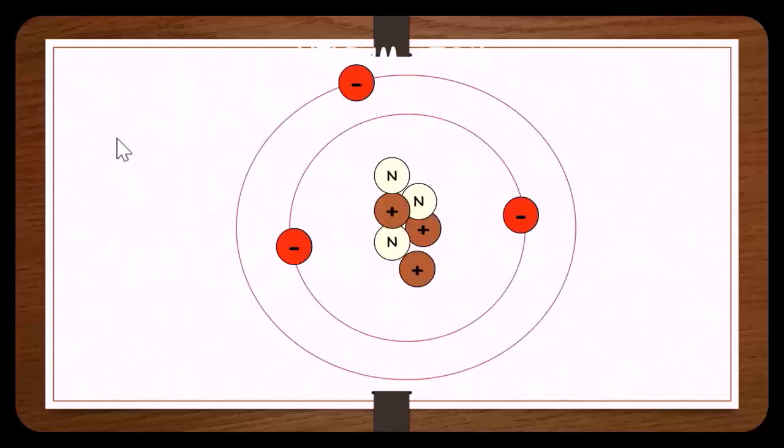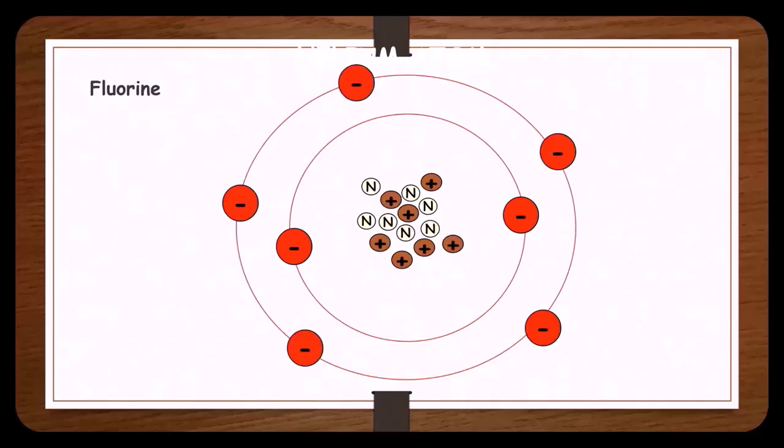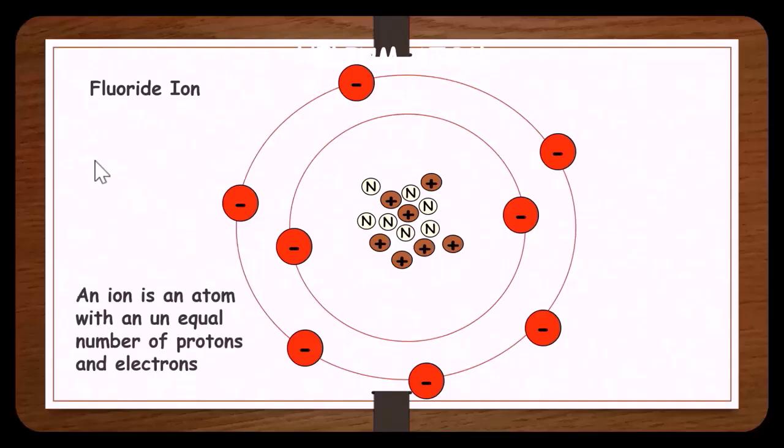Here we have a lithium atom with 3 electrons and 3 protons, and here we have a lithium ion with 2 electrons and 3 protons. So the protons and electrons would not be the same or equal. Here's a fluorine atom with 9 protons and 9 electrons, and this would be a fluoride ion with 9 protons and 10 electrons. So the protons and electrons would not have the same number of subatomic particles. The number of protons and electrons would no longer be at a 1-to-1 ratio.